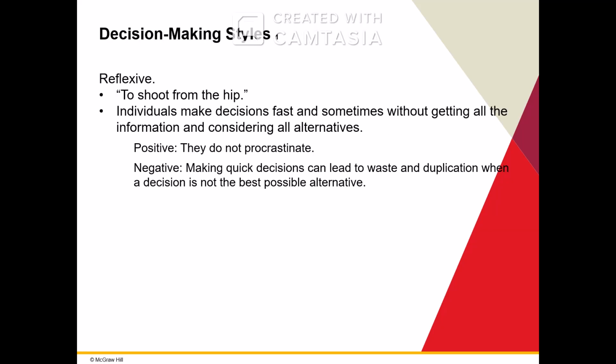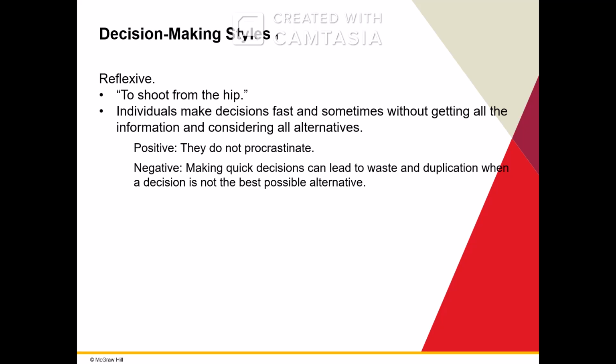So, of course, in decision making, we have styles such as reflexive, to shoot from the hip. That means individuals make decisions fast and sometimes without getting all the information and considering all the alternatives. They respond very fast and they make decisions very fast. So, of course, it has positive and negative sides, or advantages and disadvantages.